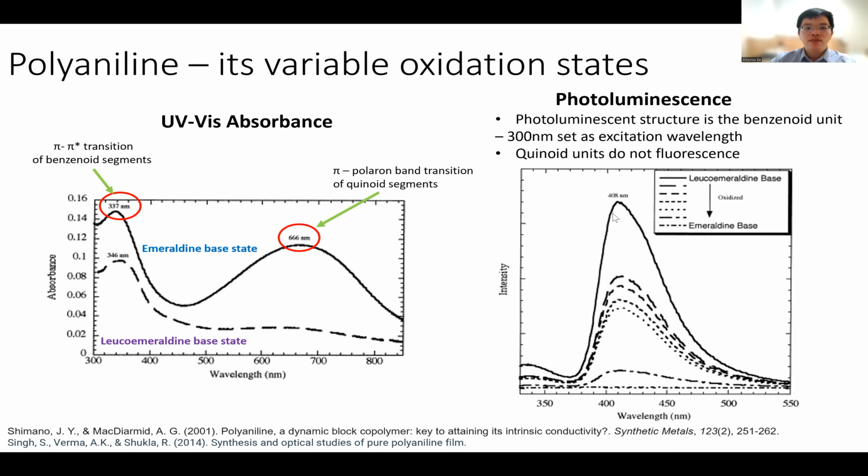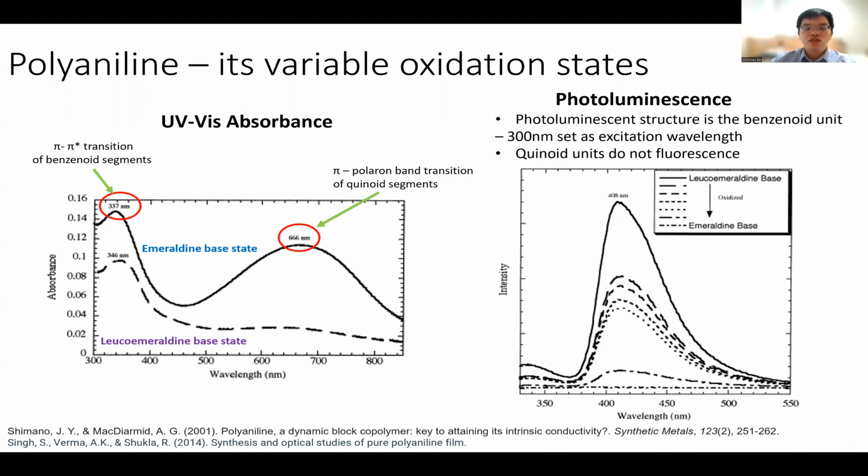When the leucoemeraldine base is oxidized, the photoluminescence intensity decreases until there's no measurable signal when the polyaniline reaches its emeraldine base oxidation state. This is because when the polyaniline is oxidized from its fully reduced leucoemeraldine base state to its half oxidized emeraldine base state, benzenoid units are converted to quinoid units. The decrease in the photoluminescence spectrum can be attributed to the decreased concentration of the photoluminescent benzene units.